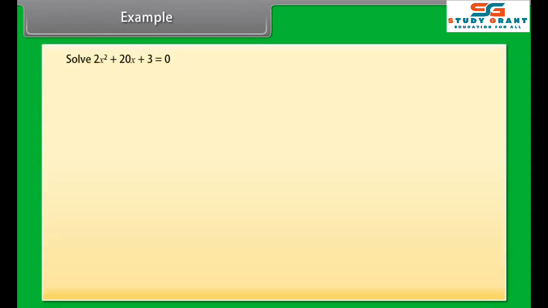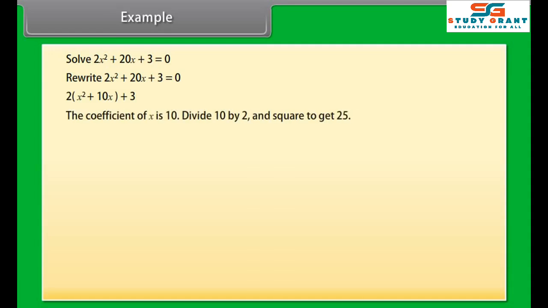Have a look at this example. Rewrite x² + 6x as a square plus another term. The coefficient of x is 6. Dividing 6 by 2 and squaring it gives 9. x² + 6x is equal to x² + 6x + 9 - 9, which equals (x + 3)² - 9.